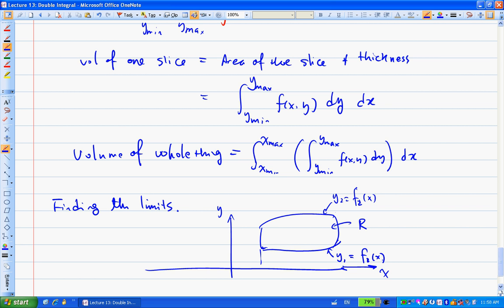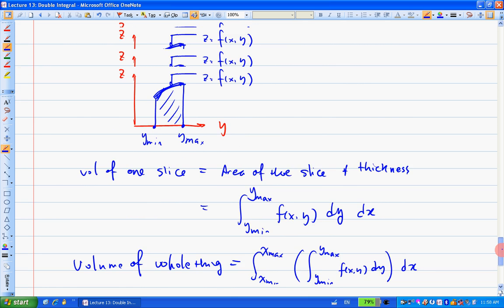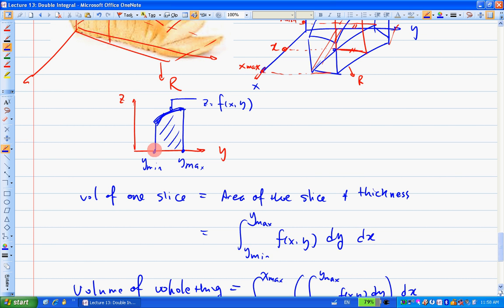And now we go back to how we do this slicing. How we realize the slicing here. So how do we do the slicing? We pick a point somewhere in between this boundary here. Then we slice that region R like this. Then you integrate from one side to the other side. We call one limit y min, and the other limit y max.